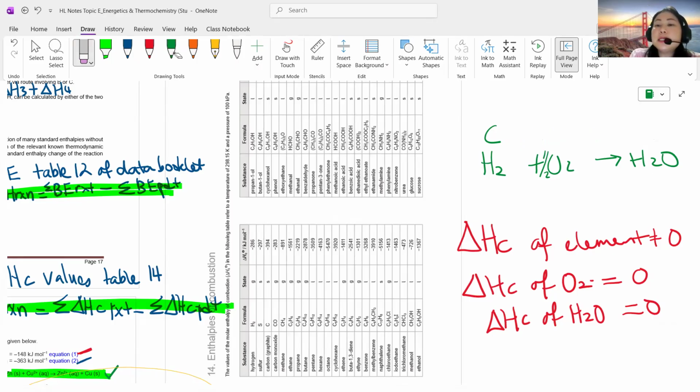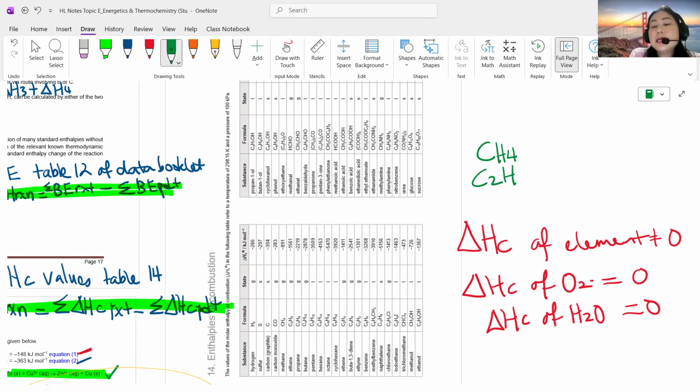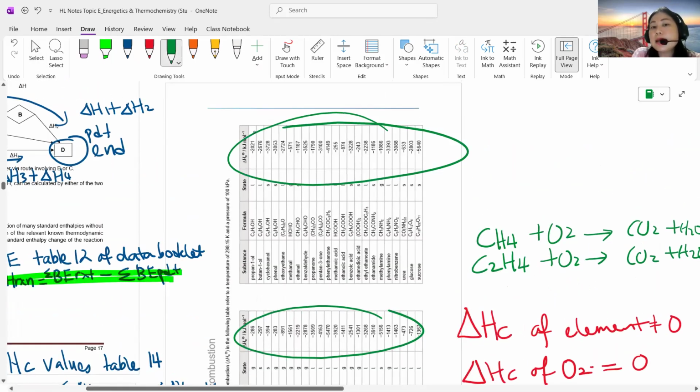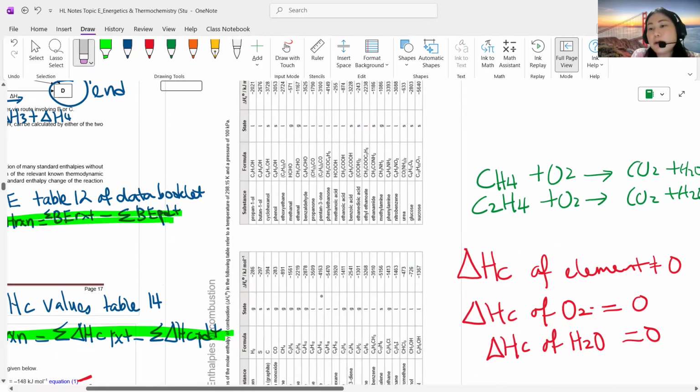Is it only elements that I can burn? No, I can burn anything. I can burn alkanes, I can burn alkenes. Burn in excess oxygen, then I will get whatever is left after you burn, so CO2 and water. I'm not balancing it, I'm just trying to tell you they can all be burned, because they can all be combusted. Therefore, they have a combustion value.